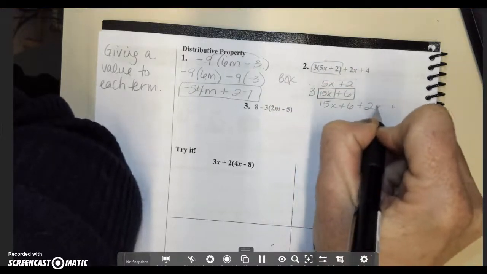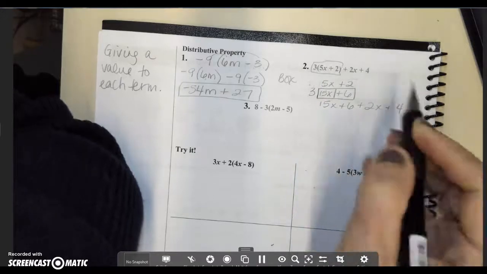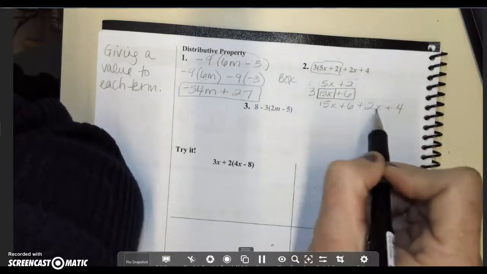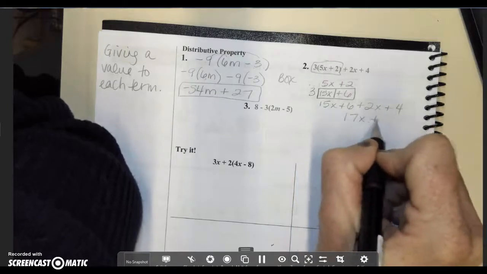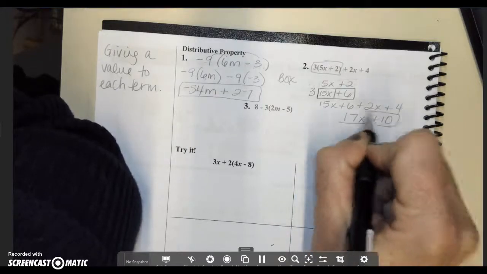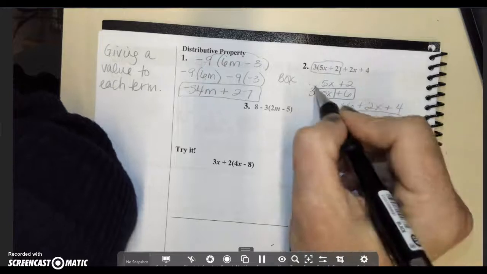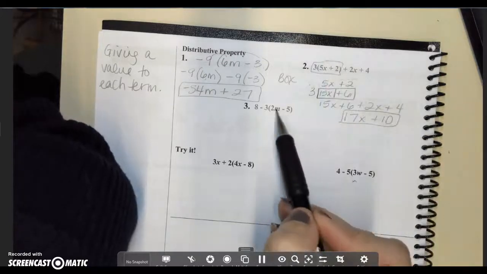Then I have to add on the 2x plus 4. So now I have 15 plus 2 x's, which is 17x, and then 6 plus 4 is 10. Okay, so that's another method of doing multiplication.